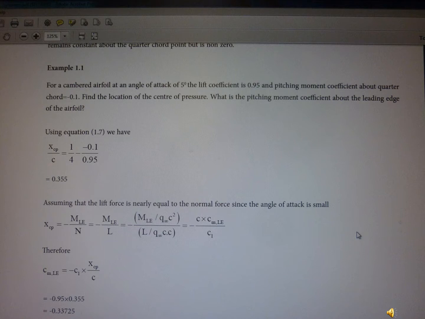So HPD is minus MLF by N, so minus MLE divided by Q multiplied by C squared, divided by A divided by Q multiplied by CC, so C multiplied by CMLF by C1. CMLF is minus C1 multiplied by AC by C, so minus 0.95 multiplied by 0.355, so 0.33725.